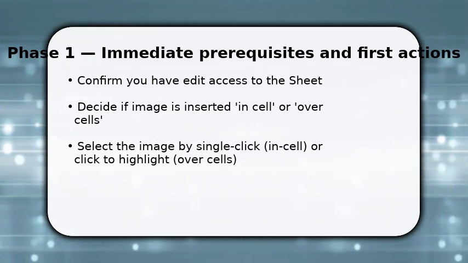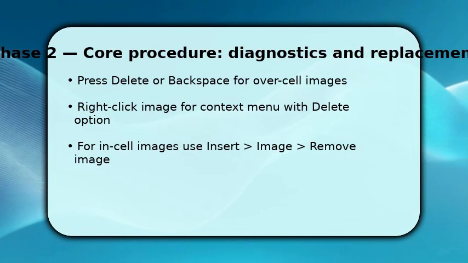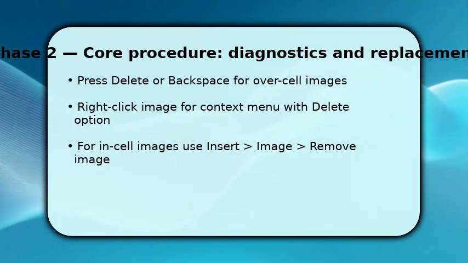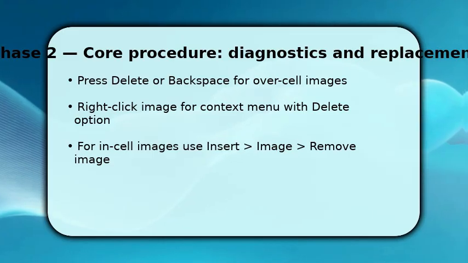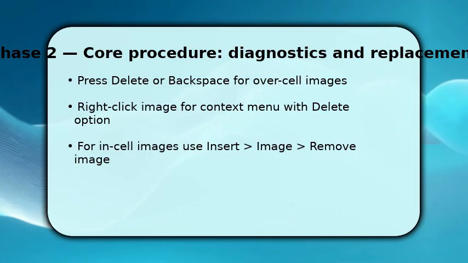Now remove the image using the correct command. If the image is over cells, press Delete or Backspace to remove it instantly. Alternatively, right-click and choose Delete from the context menu. For images inserted in a cell, open the cell, go to Insert Image, Remove Image, or select the image thumbnail in the formula bar and remove it.